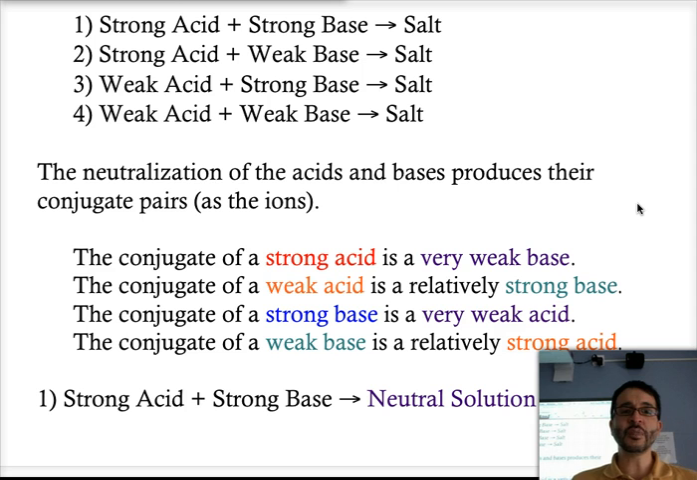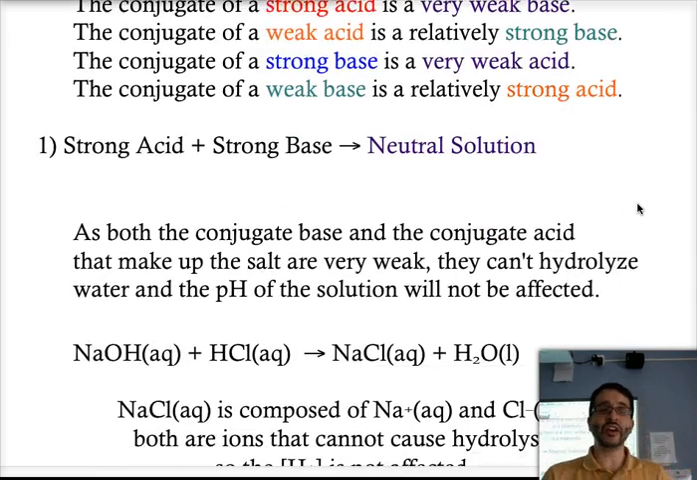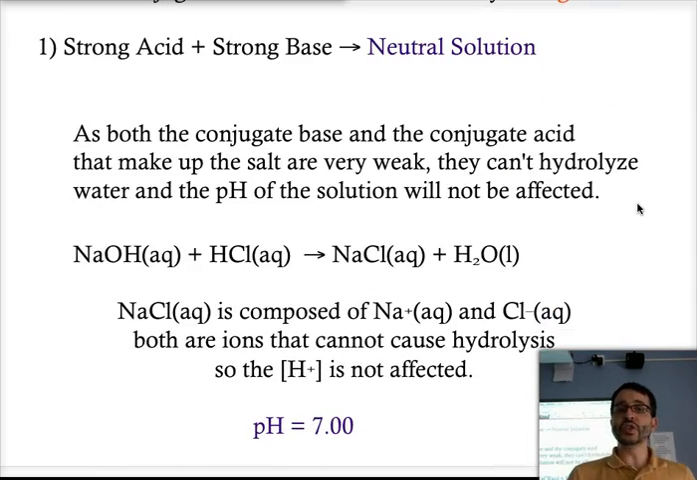So let's start by looking at the first combination, strong acid with strong base. Remember, a strong acid makes a very weak conjugate base, and a strong base makes a very weak conjugate acid. So in that case, the resultant solution is going to be neutral. We are not going to affect the pH of that solution once it has been made. Once we have neutralized all of the acid and all of the base, we are literally going to be at a neutral solution. At 25 degrees Celsius, it will be a pH of 7, because we will have equal amounts of H+ and OH-.